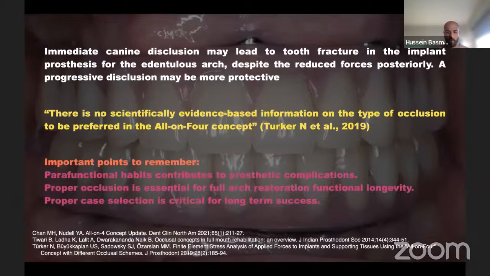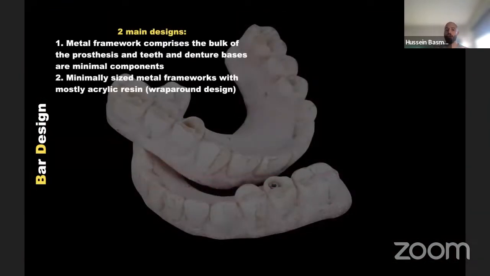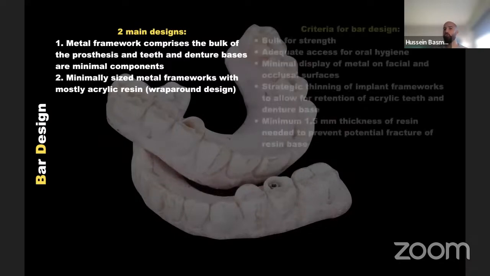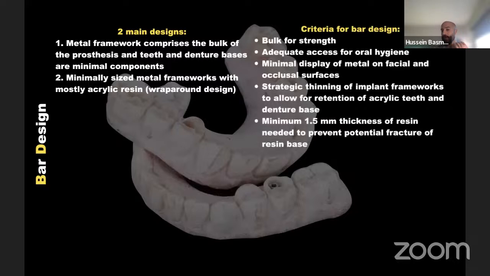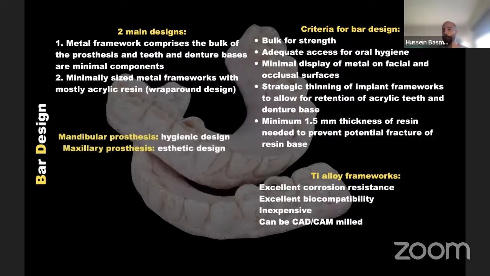Okay, so we have to have a balanced occlusion all the way around the prosthesis. And usually part of this prosthesis, as we mentioned, is the bar, especially if we're using the metal acrylic restorations. And in those cases, we have different types of bar designs that we could use.